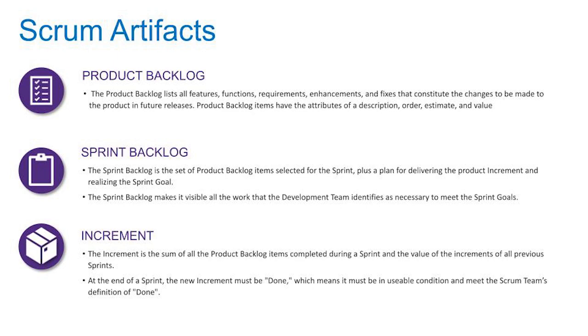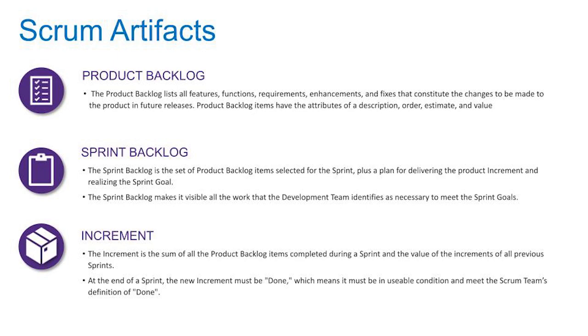The product backlog lists all features, functions, requirements, enhancements, and fixes that constitute the changes to be made to the product in future releases. Product backlog items have the attributes of description, order, estimate, and value. This is the to-do list. This is the larger view of items that are long-term and bigger effort. So this is that setting of a vision. Even if a leadership is heavily involved in the day-to-day and constantly micromanaging, they might not have expressed the overarching view and the long term of what we're doing.